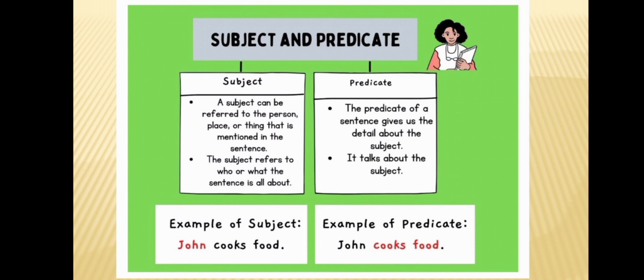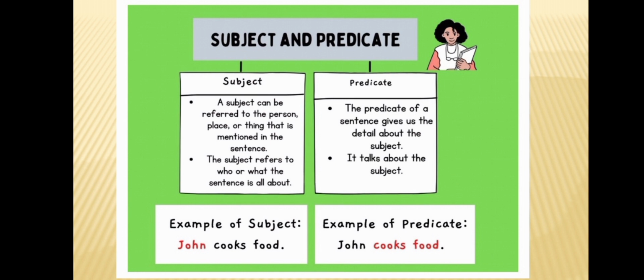In short, it is the maker of a sentence. Without subject, a sentence can't be there. So it is the maker of a sentence. It is the base of a sentence. For example, John cooks food. In this sentence, John, he is the maker of the sentence. He is the base on which the sentence is constructed. So here, John is the subject of the sentence.